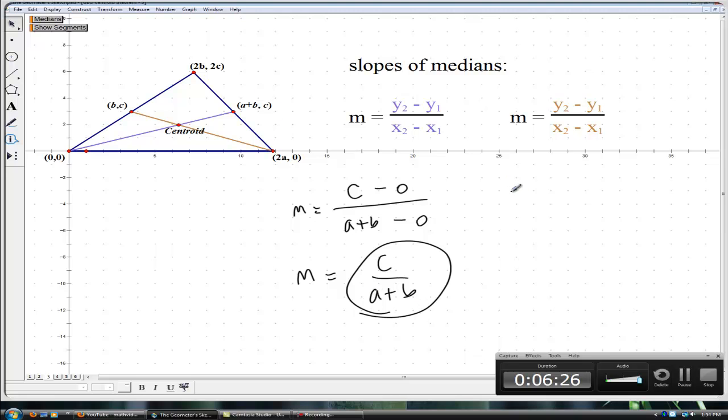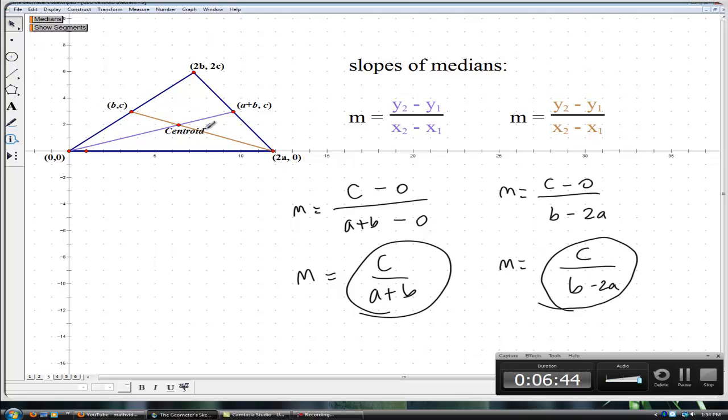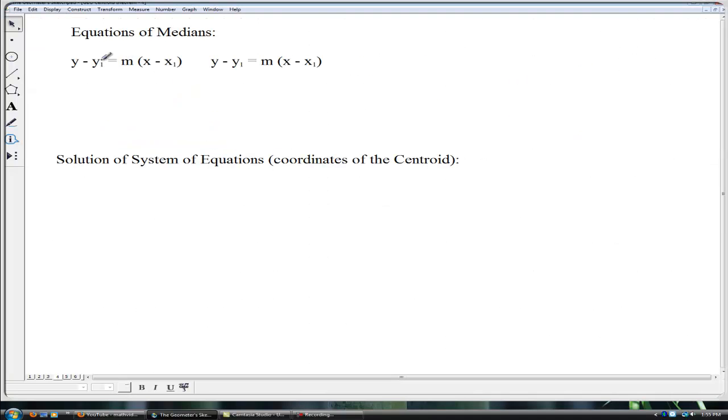And now I'll do it for the tan colored median. And this is our slope for the tan. Help me remember these two slopes when I plug them into our linear equations on the next slide. Alright, this will be the purple median, and I'm using the point of the origin as my x1 and y1 values. So what I get is y minus 0 equals, and our slope was c over a plus b, times x minus 0. And this simplifies to y equals c over a plus b x.